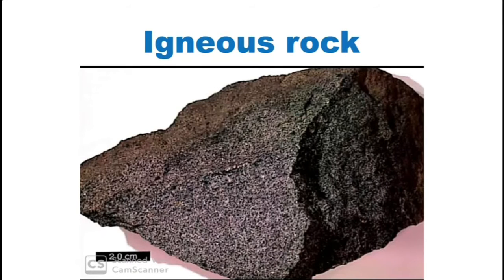The central core, as we studied just before, has very high temperature and pressure. So, here the rocks are in melted form and it is called lava. Sometimes when a volcano erupts, this lava comes out of the core and solidifies into rocks. These types of rocks are called igneous rocks. You can see the image.